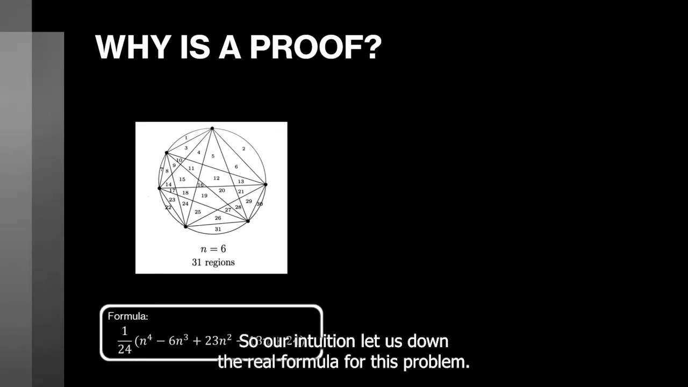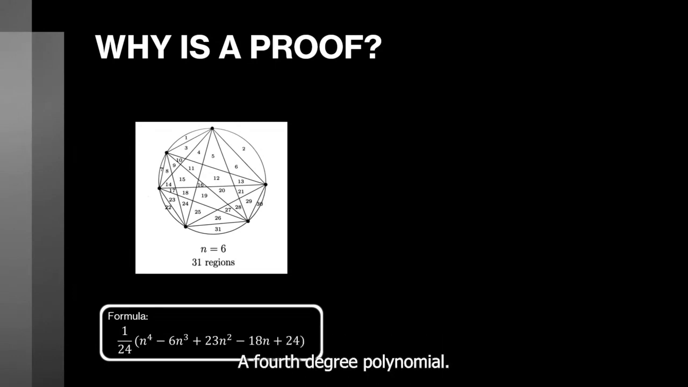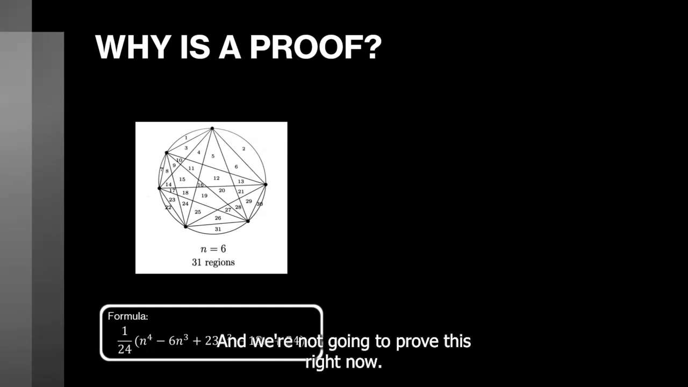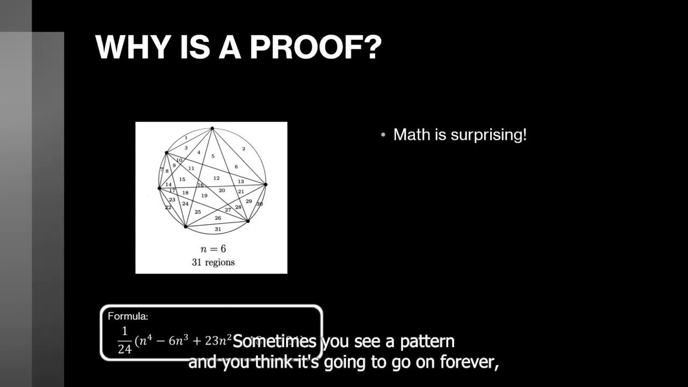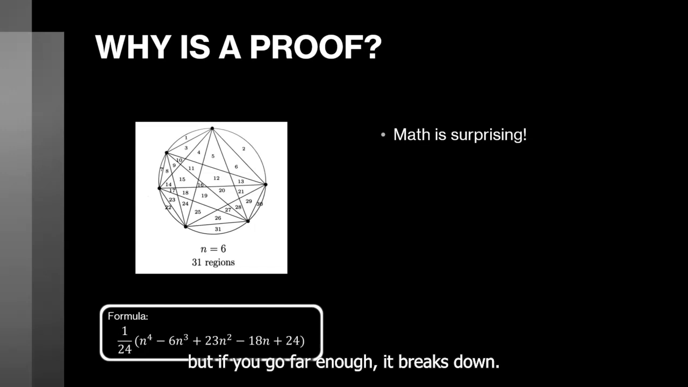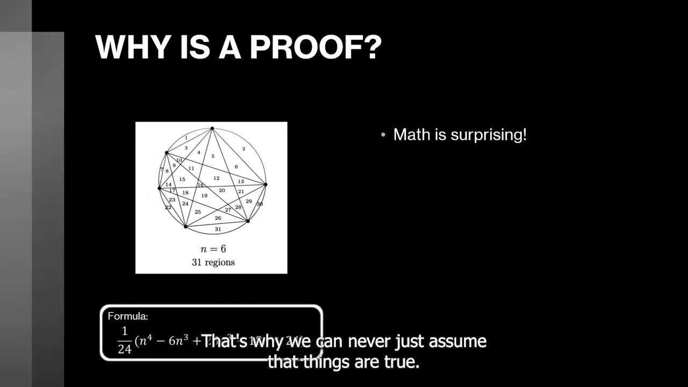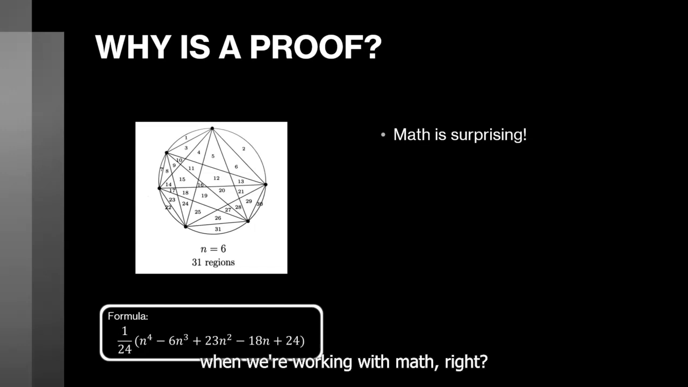The real formula for this problem is something a little bit more complicated, a 4th degree polynomial. And we're not going to prove this right now, but the idea here is to realize that math is surprising, right? Sometimes you see a pattern and you think it's going to go on forever, but if you go far enough, it breaks down. That's why we can never just assume that things are true. It's always important to justify whatever work we do when we're working with math, right?